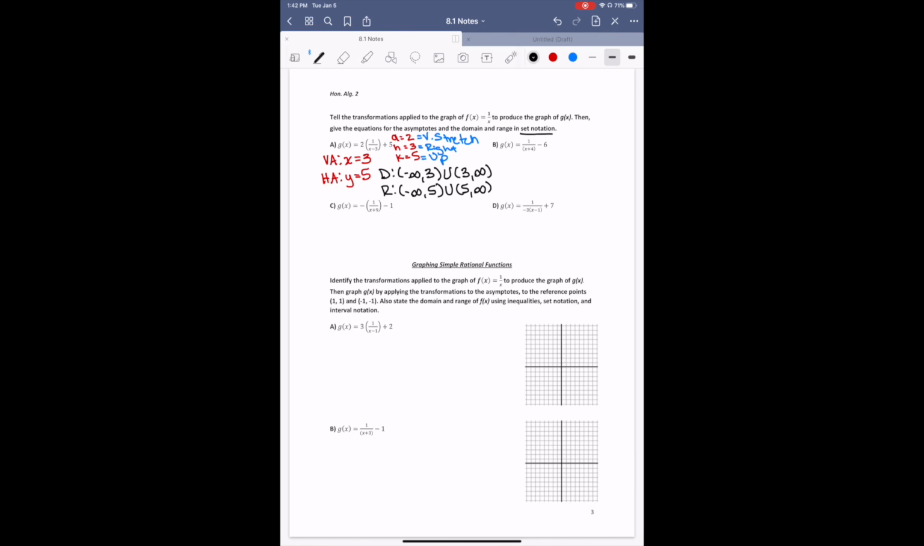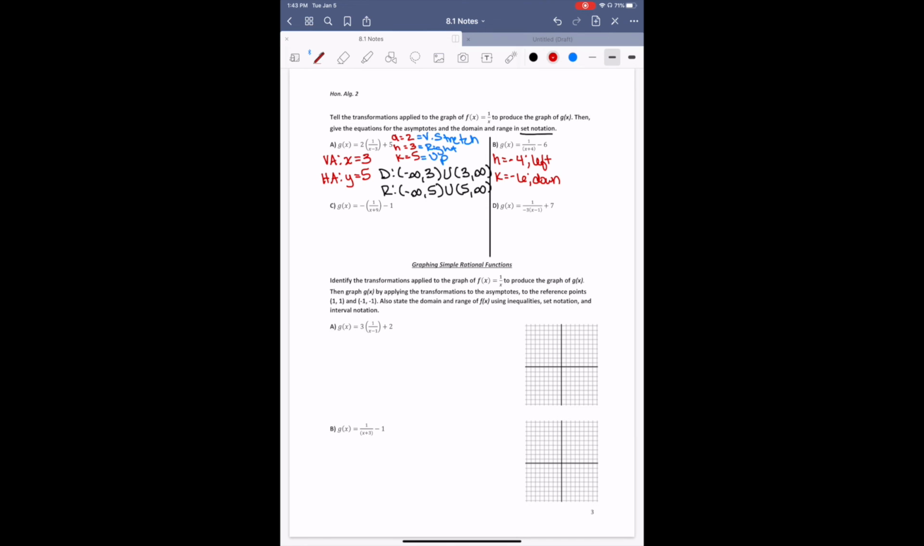Okay, let's try one more. Let's go ahead and try B. For B, let's start with our transformations here. We don't have an a value, so there is no transformation for a. H is negative 4, which means that our function moved left 4 units. And k is negative 6, which means that it moved down 6 units.